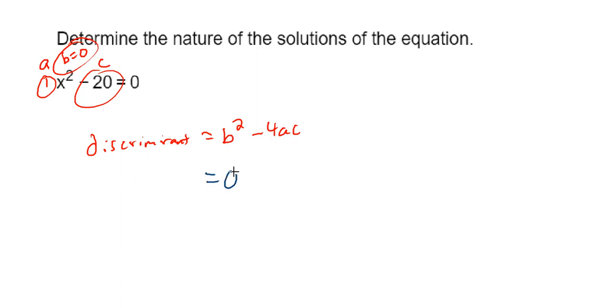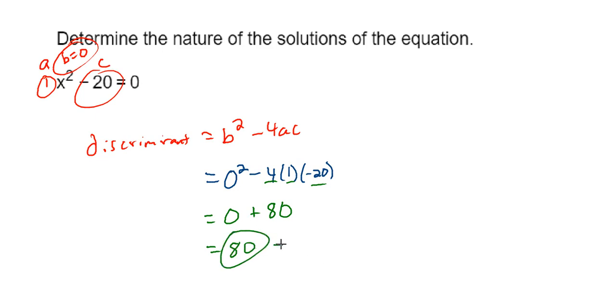So b is 0, so we'll have 0 squared minus 4 times a, which is 1, times c, which is negative 20. All right, so we'll simplify this. We'll get 0 plus 1, not 100. It'll be 80. Sorry about that. Let's undo that. I was thinking 5 times 20 for some reason. It's 4 times 1 times 20. It's negative times a negative, which will be positive, and then 4 times 20, which will be 80. And so the discriminant in this case is equal to 80.